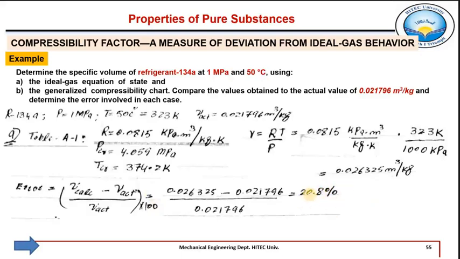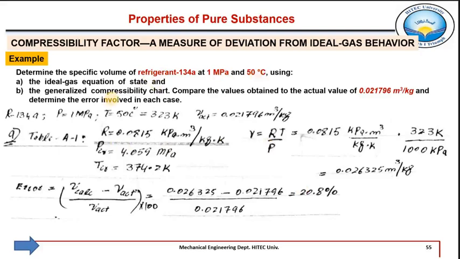So if we use PV is equal to RT, the ideal gas equation, to calculate this specific volume, the error with respect to the real or experimental value is 20.8%, which is quite large. It means we should not use PV is equal to RT for this gas at this pressure and temperature.